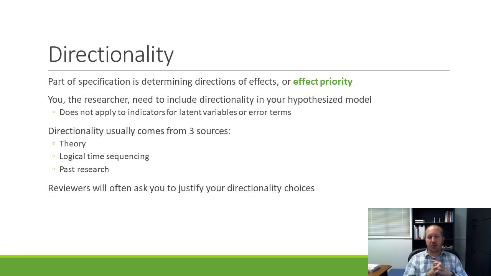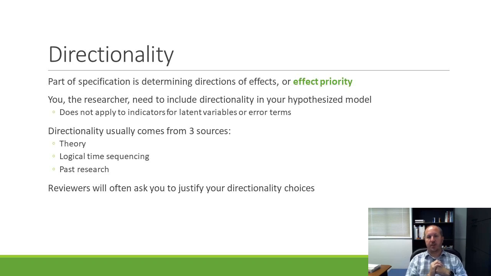Part of specification is determining the direction of effects. So how are you lining these variables up, and what is causing, or you hypothesize to predict, something else? The direction of effects is what we call effect priority. You, the researcher, need to determine the ordering of these variables and what is hypothesized to cause another variable in here. One note on this, though, is that when we talk about effect priority and directionality, this doesn't apply to the indicators for latent variables, because those arrows will always go from the latent variable out to the indicators, or when we're talking about the residuals, the error terms.